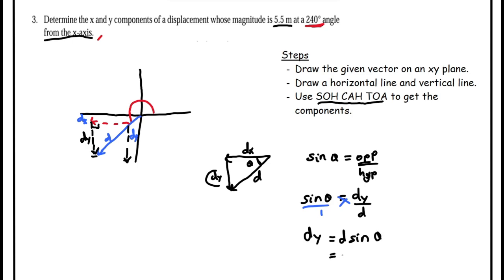And finally, the value of d is 5.5, sine our theta. We have to use 240 degrees as theta. Now let me explain why. The triangle which is formed here looks like the angle here is supposed to be 60 degrees. However, sine 60 and sine 240 give us the same magnitude, which is roughly around 0.866. Sine 240, however, gives us a negative 0.866.